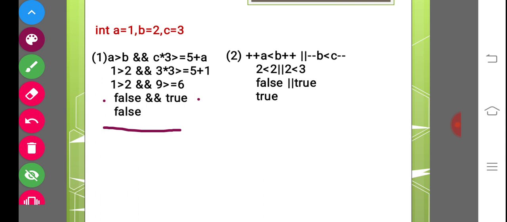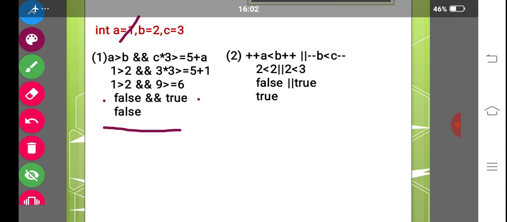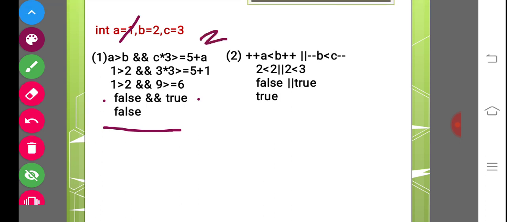In the second example, ++a < b++ OR operator --b < c--. Now, as prefix and postfix have the highest priority, first of all we'll assign the values according to prefix and postfix. Now, ++a, after the execution of this, what is the new value of a? It is 2. After then it is less than b++. After the execution of b++, the new value of b is 3, but as this is the postfix, we use the original value, which is 2.